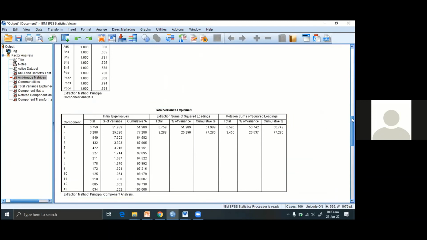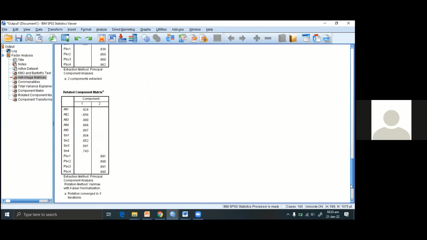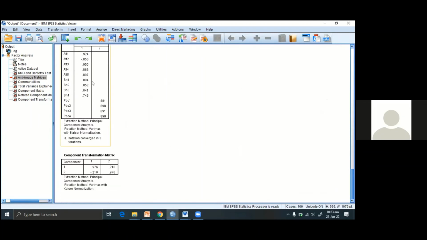And then we need to see the rotated component matrix, which items are there. You can see here greater than 0.5 will be considered in this component, and in component 2 these items will be considered.